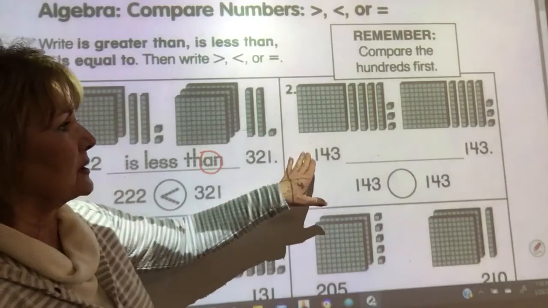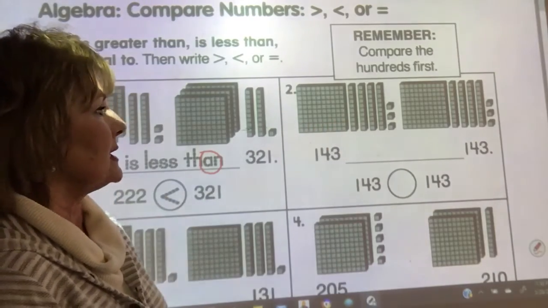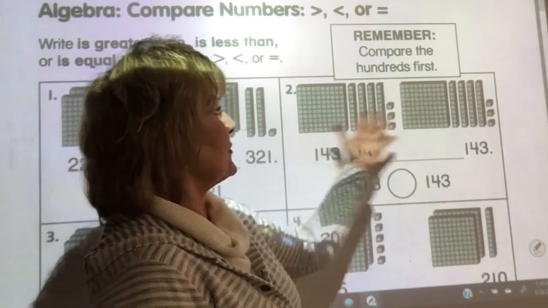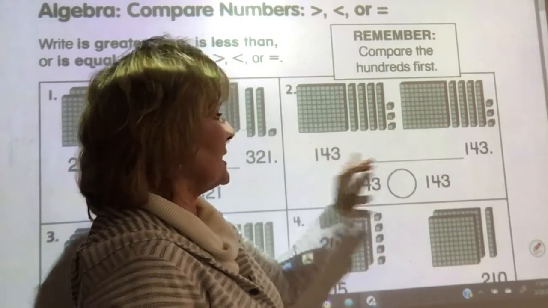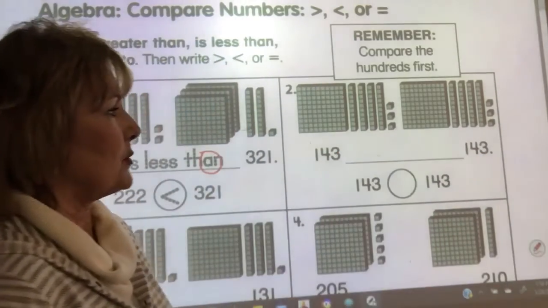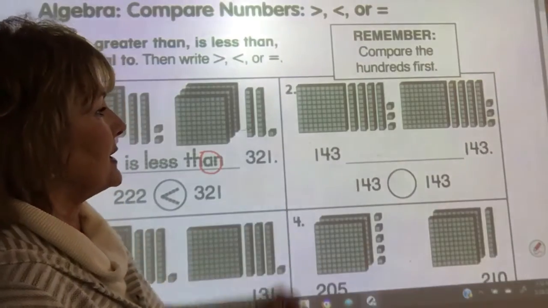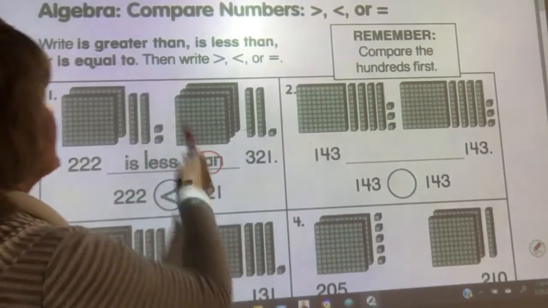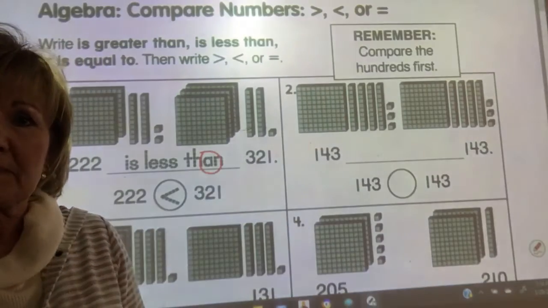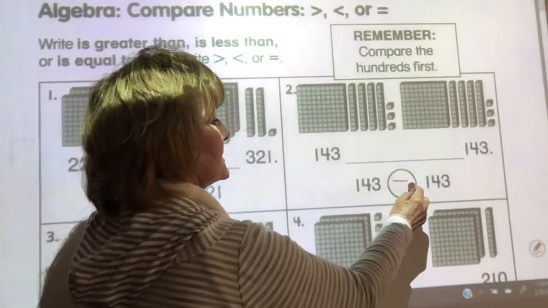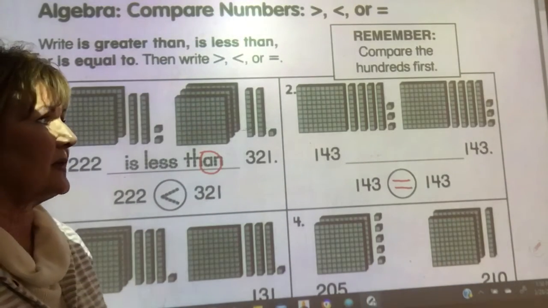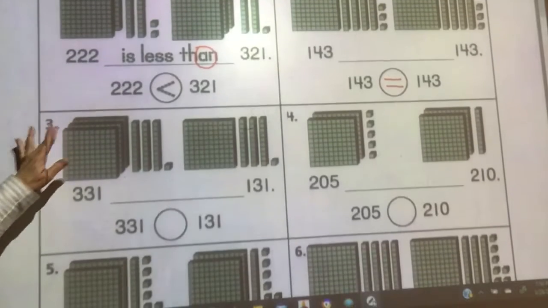So you're taking a look at 143 and 143. Do you see any difference between those pictures? Same number of hundreds, same number of tens, same number of ones. So you're going to go ahead and write 143 is equal to 143, correct? And then equal sign looks like that. All right, so go ahead and do that. Pause me, and then let's move on.